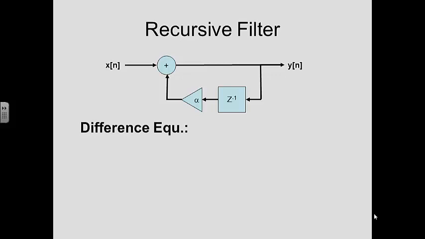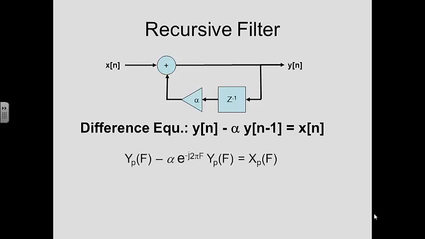Take our recursive filter. We've just beat this thing to death. We've done this every which way, but now, the easy way. Here's the difference equation. Let's transform the difference equation. y of n becomes Y of f. Minus alpha y of n minus 1 is minus alpha e to the minus j 2 pi f times Y of f. x of n is X of f. You're done.